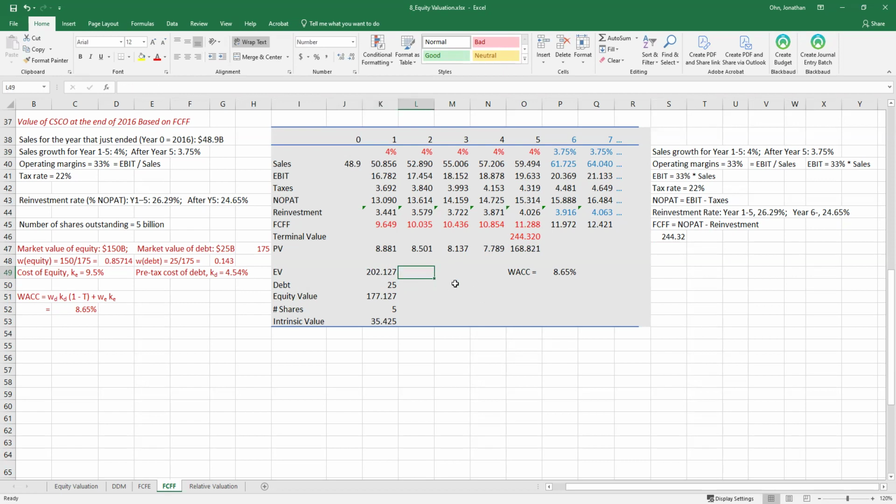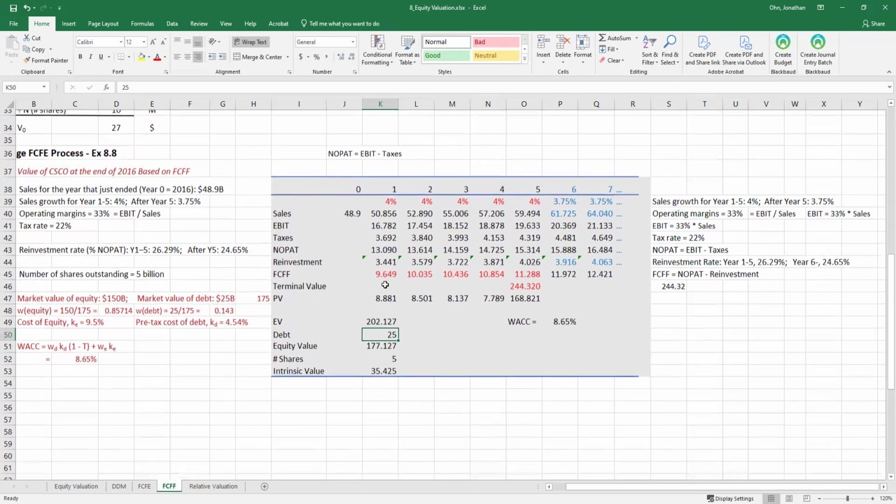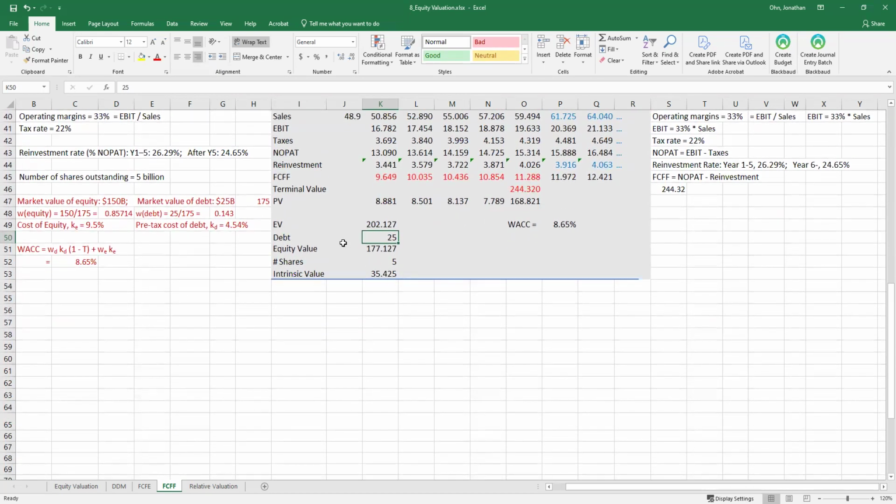Okay. So our total, this is called enterprise value, not equity value, enterprise value, because this is the free cash flow to the firm. Now we have debt obligation at $25 billion, right? $25 billion debt obligation, and nothing else. So subtract this one here. The total enterprise value minus this debt obligation gives you total equity value, right?